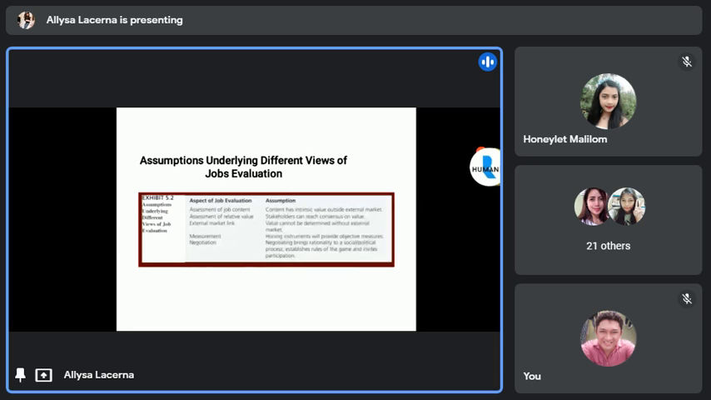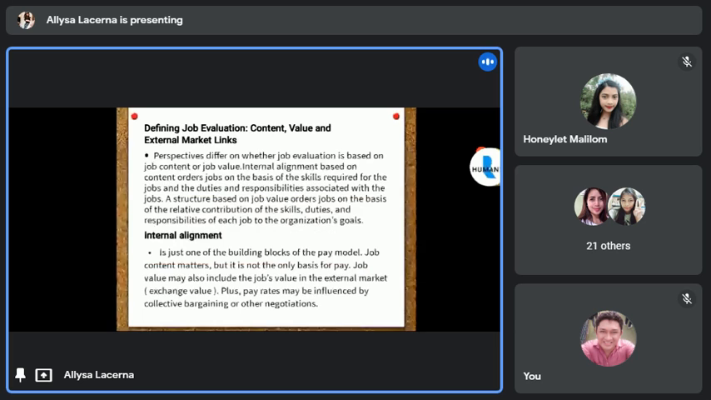May mga nagsasabi na the content of jobs has intrinsic value that the evaluation will uncover. Ang iba naman po ay nagsasabi na the only fair measure of job evaluation is only found in the external market. Ang iba naman ay nagsasabi na contemporary job evaluation practices are just and fair. And others say they are just fair. So, next po nun ay defining job evaluation content value. External market links.